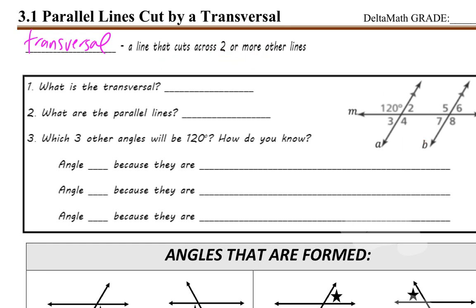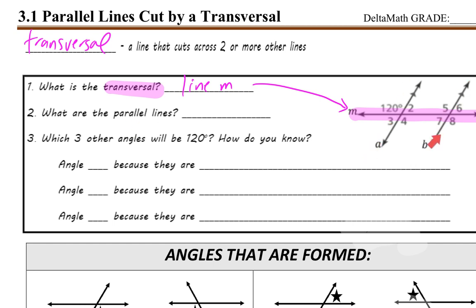Okay, so let's look at this right over here. What is the transversal of this picture right here? Okay, so we said the line that cuts across. These are the parallel lines. So this line that cuts across, this transversal, we're going to say is line M. So that's line M right over there. That's the transversal.